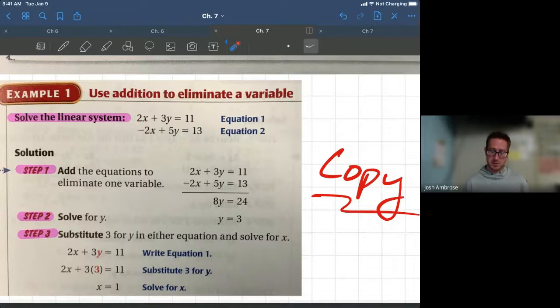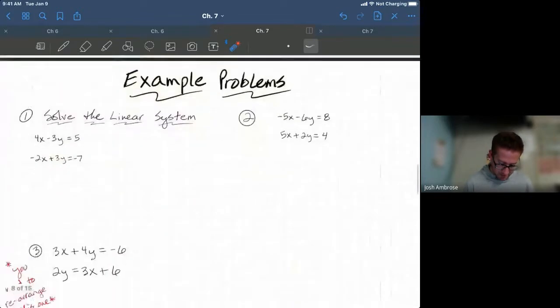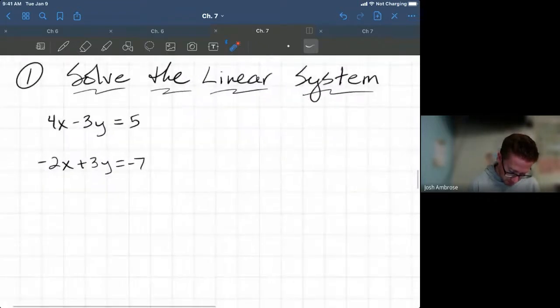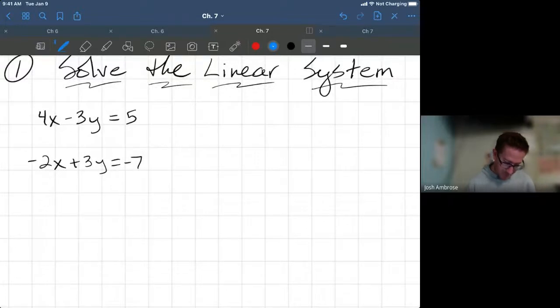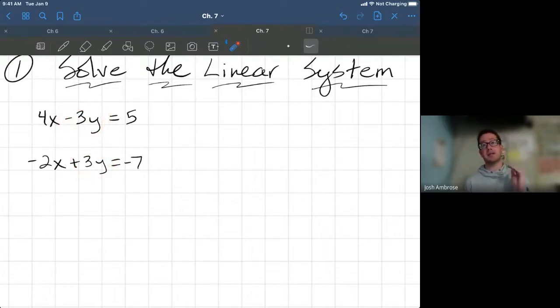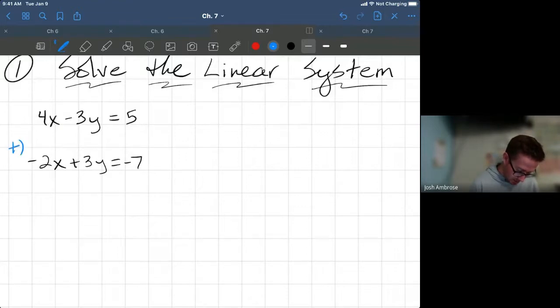Okay, so let's walk through this. Let's do one of these problems together so you guys can track with me. We have 3 example problems that we're going to be doing. Okay, so let's zoom in here on the first one. What you should notice is it is set up in such a way already where I see a negative 3y and I see a positive 3y, and those guys will be able to cancel each other out. Now how will they cancel each other out? Is it negative 3 minus 3, or is it negative 3 plus 3? And that's plus. We're using addition.